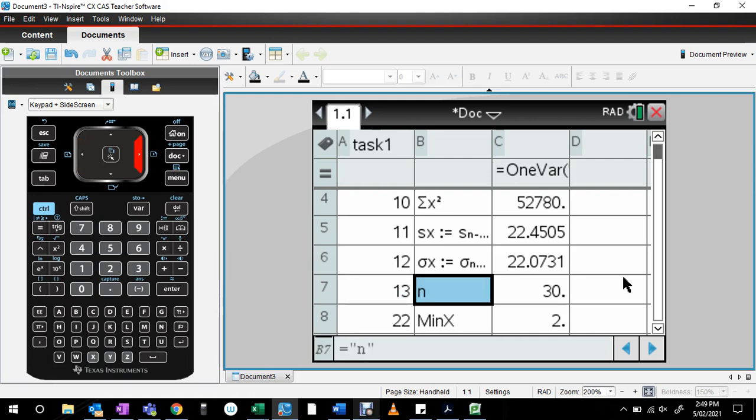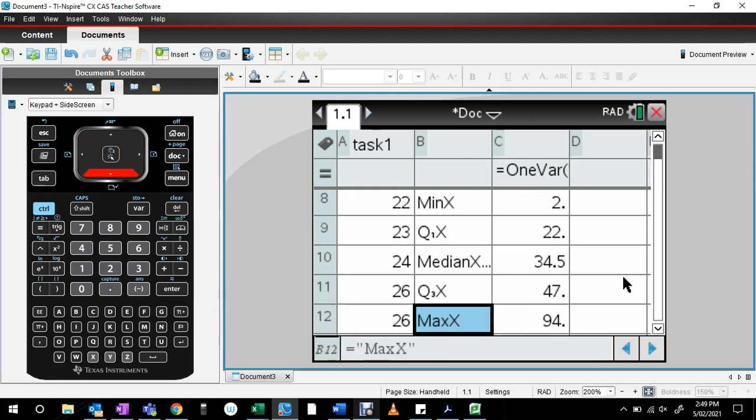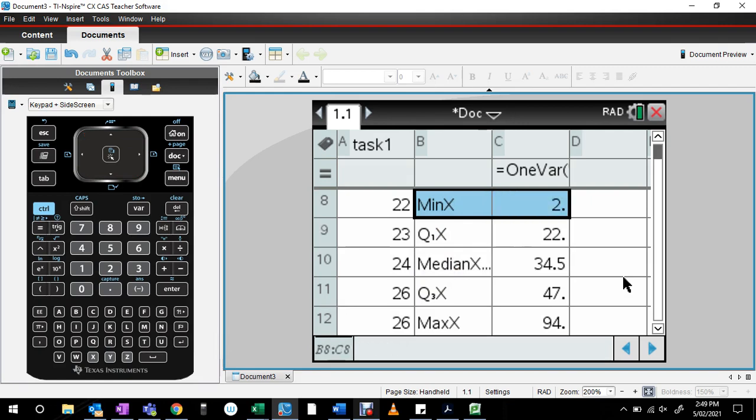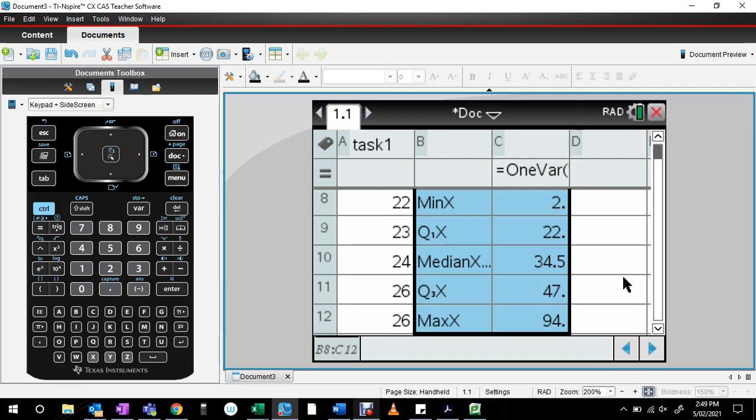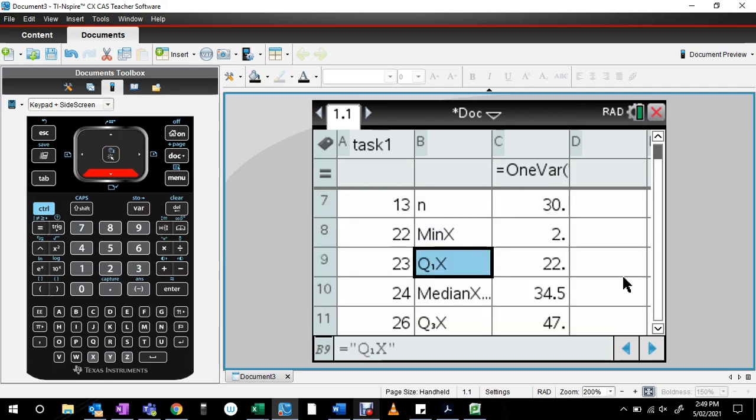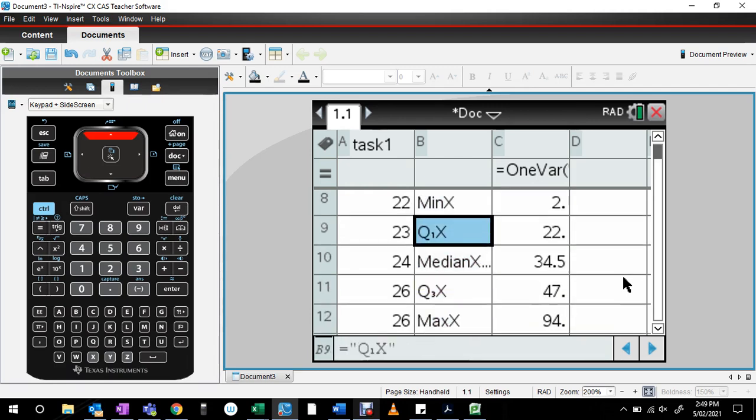Now, if you look at, anyone remember what a 5-number summary is? Okay, 5-number summary is this right here. 5 numbers that represent all the data. So you've got the minimum, the Q1, the median, the Q3, and the maximum. 5 really important numbers that represent the data. It's called a 5-number summary.